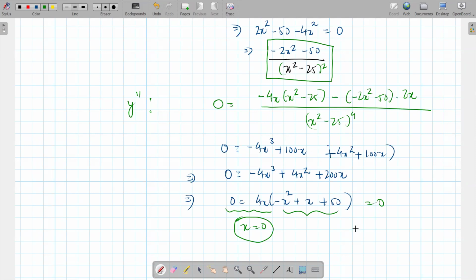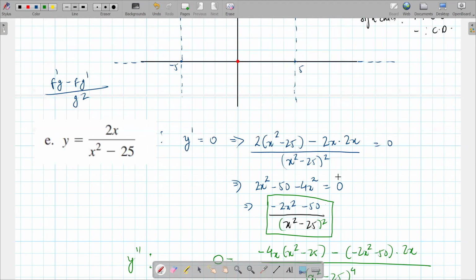Multiplies to negative 50, adds to 1. 10, 5 doesn't work. 25, 2 doesn't work. Yeah, I can't really think of anything that would add up to 1. So you need to use the quadratic formula for that, okay? So this also gives me, from the quadratic formula, I would get negative 6.6 and 7.6 for this.